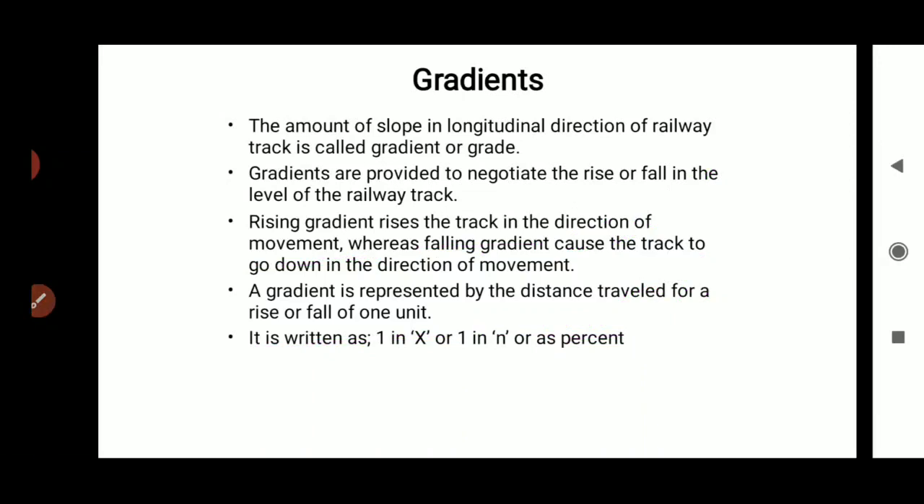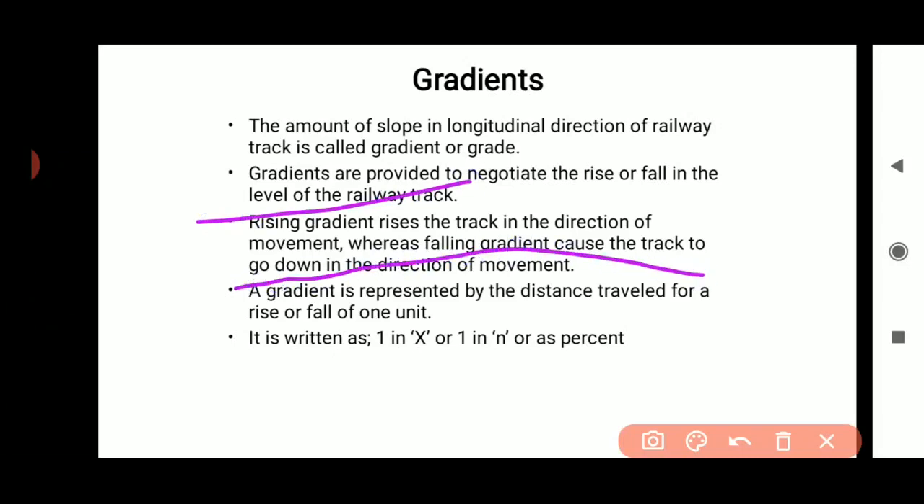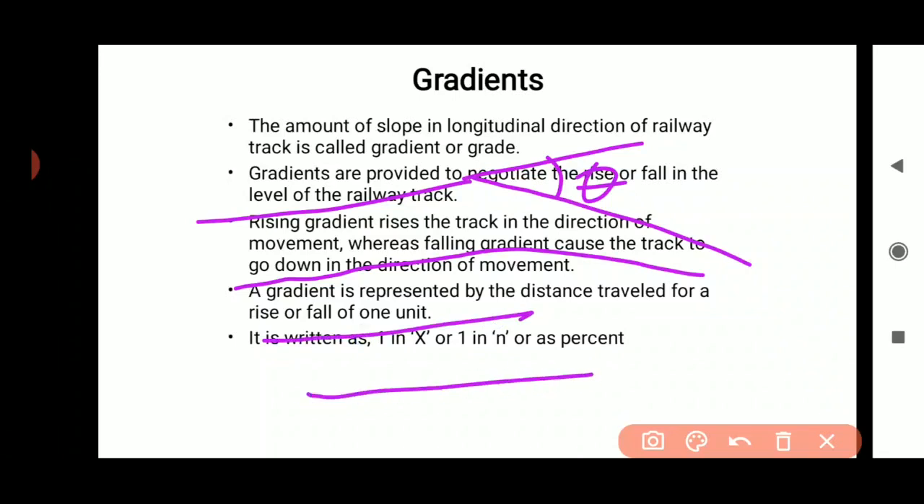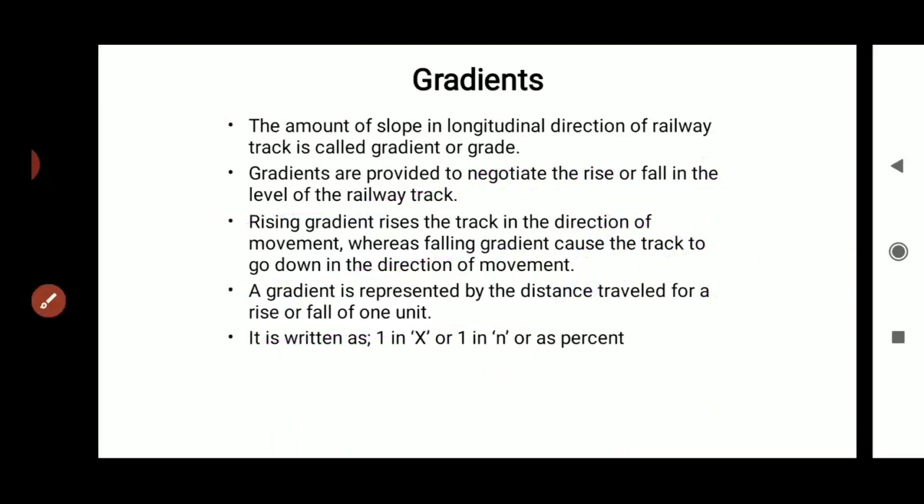So we can provide the gradient like this way, or we can provide the slope like this way. This will be called the falling gradient and this will be called the rising gradient. A rising gradient raises the track in the direction of movement, whereas a falling gradient causes the track to go down in the direction of movement.